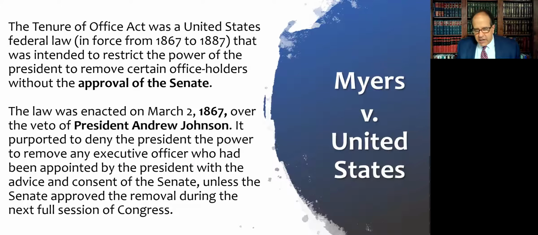Now, there's this other statute that was the bigger deal in the background, and this was the Tenure of Office Act of the United States that was also passed a little earlier in 1867, so immediately after the Civil War. It was intended to restrict the power of the president to remove certain office holders without approval of the Senate. So it had very similar provisions to the postmaster statute in question in Myers. Now, that law was enacted March 2nd, 1867, over the veto of President Andrew Johnson.